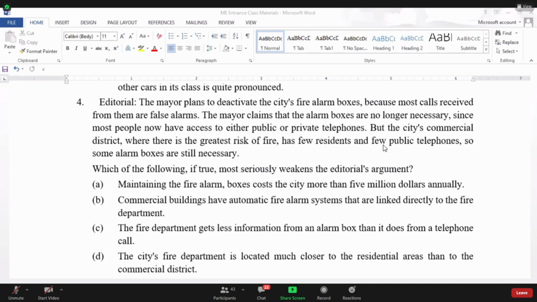But here, in the commercial area, there are no public telephones. In the commercial area, telephones are not available. So it says the fire department gets more information from a telephone call. So does this match? No. Are you convinced? Yes, sir. Okay, very good.